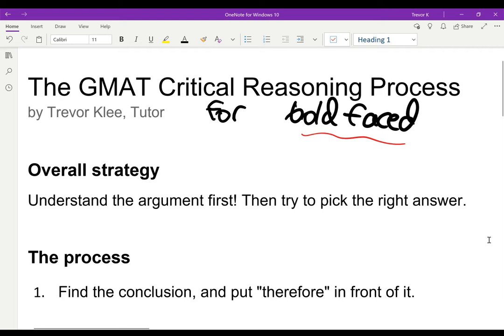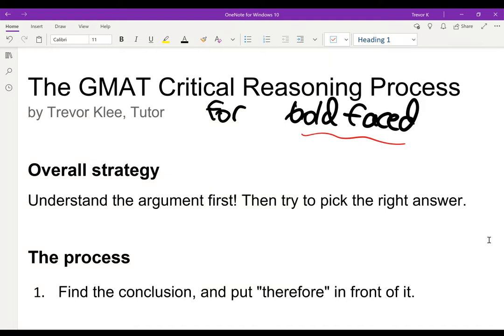Hi, my name is Trevor Klee, and this is the GMAT critical reasoning process, specifically as it relates to boldfaced. So boldfaced are the sort of questions that ask, say, the parts of this argument play which of the following roles, or the bolded parts of this argument play which of the following roles.